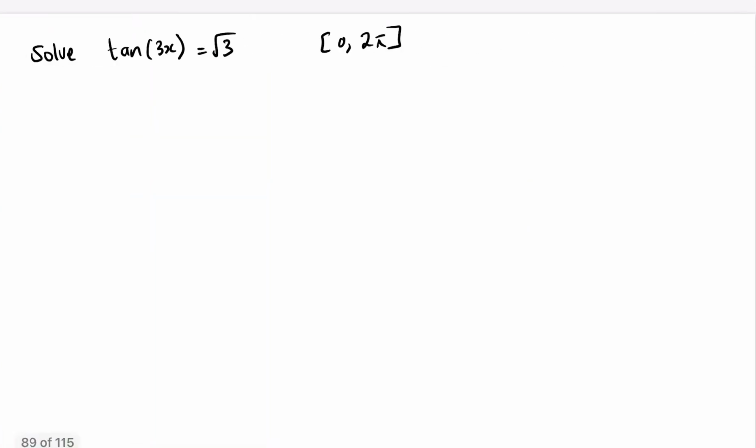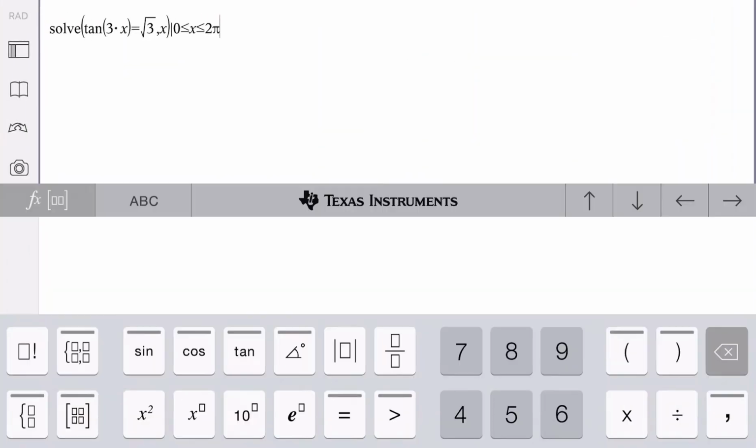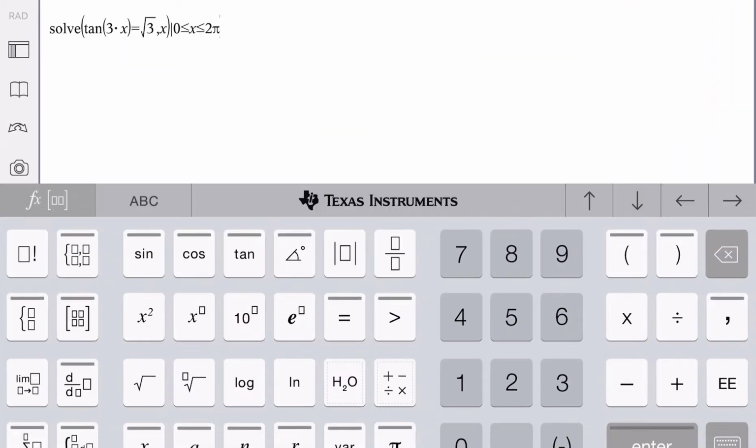So just so that we could understand what on earth we're talking about today, what I want you to do is to grab your CAS calculator and solve this equation over the domain of 0 to 2 pi. So I'm going to switch in a moment to the CAS calculator. If you haven't typed it in yet, please pause the video and give it a shot yourself. So this is what it should look like. Solve tan 3x is equal to root 3, and our domain is between 0 to 2 pi.